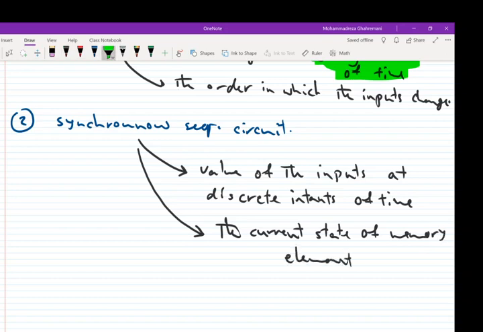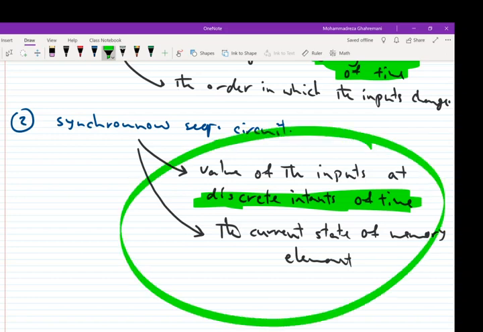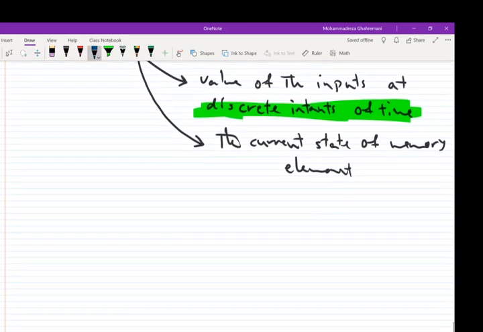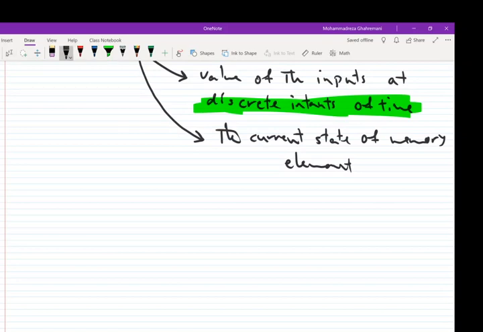Okay, so if we look at this definition, we see that the synchronous sequential circuits are based on the value of the inputs at discrete instance of time. How we can synchronize this memory element? This synchronization is achieved by a timing device called a clock generator, which provides a clock signal having the form of a periodic train of the clock pulses. Let me show it here. So first, before showing a clock signal, let me write the definition.